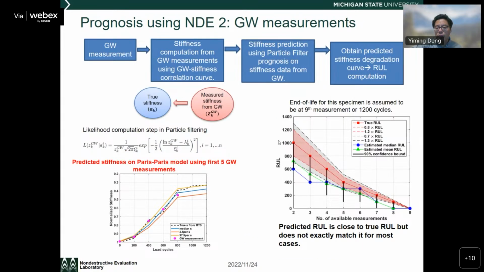Similar approach: what we see here is that instead of using NDE sensor 1, now you have NDE sensor 2. Here is the measured data given by the guided wave. Everything else stays the same. You can have another way of estimating the stiffness and also the remaining useful life based on what we calculated from the damage state.